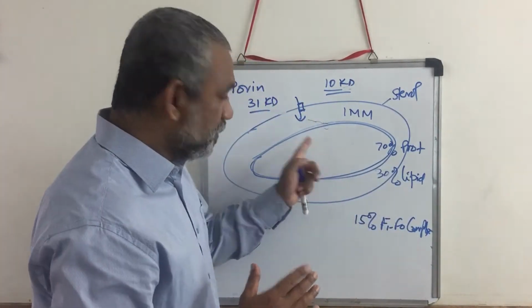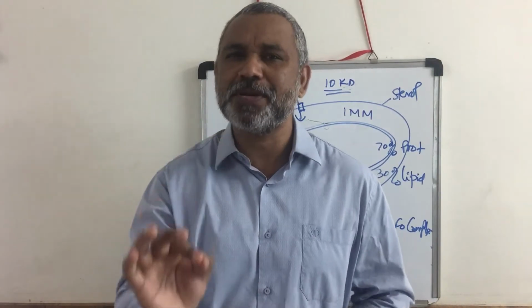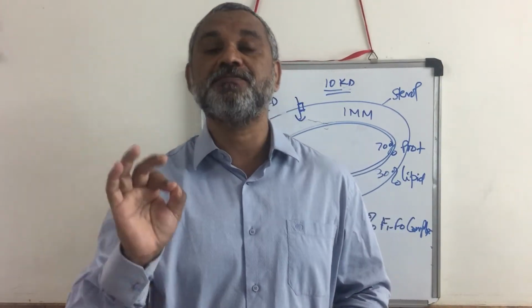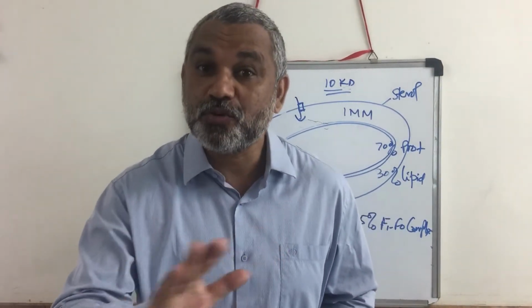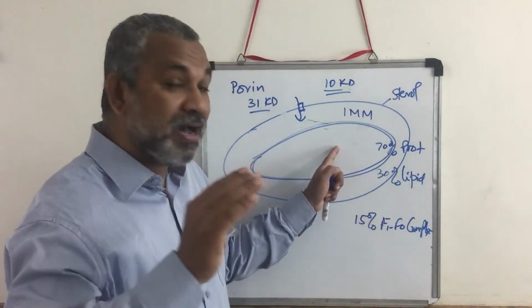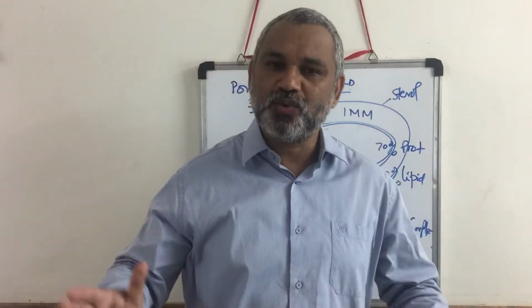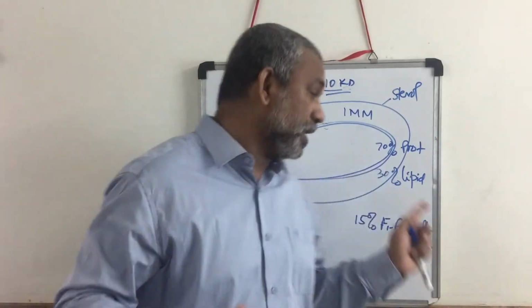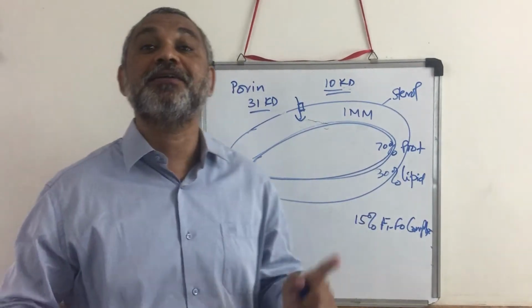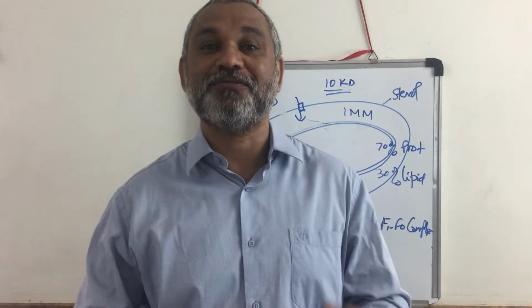This inner mitochondrial membrane is absolutely impermeable to any charged species. It will not allow even H plus ions to pass through without consent. So no charged species, pyruvate, all these molecules are not allowed to pass through the inner mitochondrial membrane. This is the interesting aspect of mitochondria.